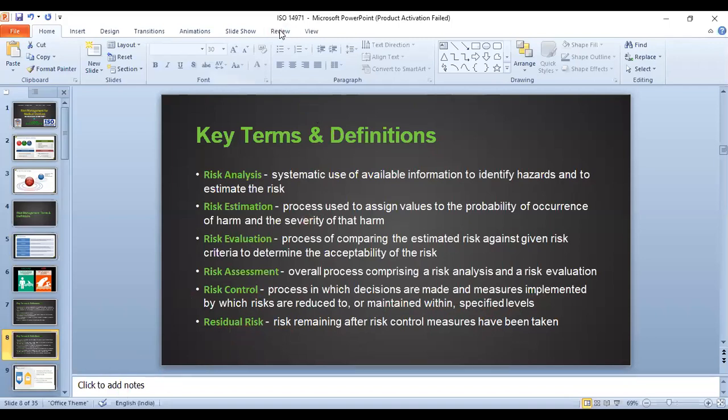Clear? Definitions are clear. Yes, sir. Anybody having any doubts on these definitions?